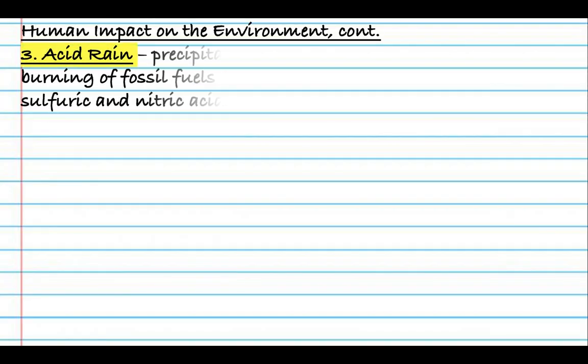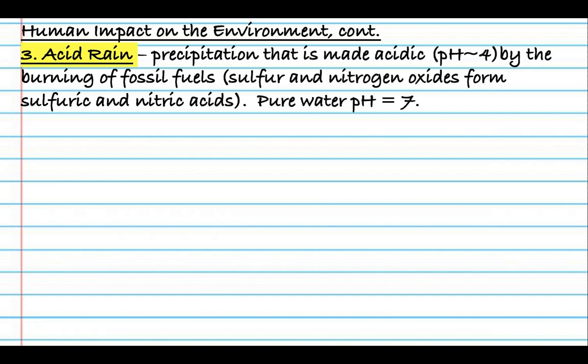Let's get our notes on acid rain. So we're going to define acid rain as precipitation that is made acidic, so pH around 4, by the burning of fossil fuels. We're going to remember that it's sulfur and nitrogen oxides that form sulfuric and nitric acids, because that's a nice bit of chemistry to remember there. And just for reference, pure water has a pH of 7.